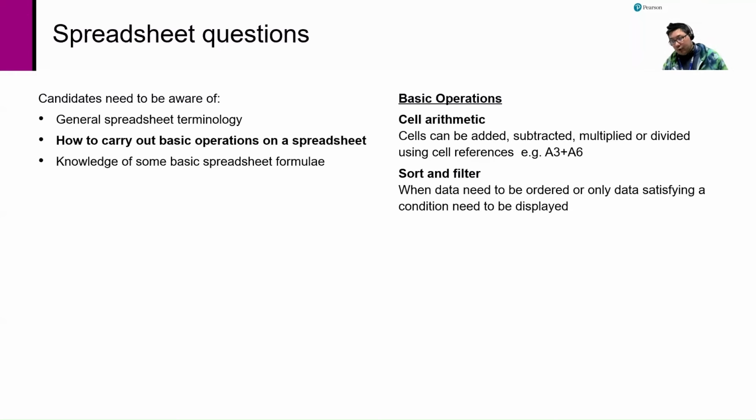You need to know how to do a sort and filter, and all you've got to do is just say those words, sort and filter, and then write down the criteria on which you're sorting by or filtering by.